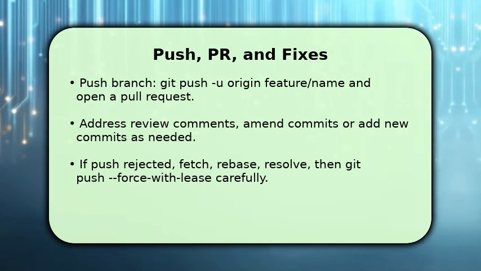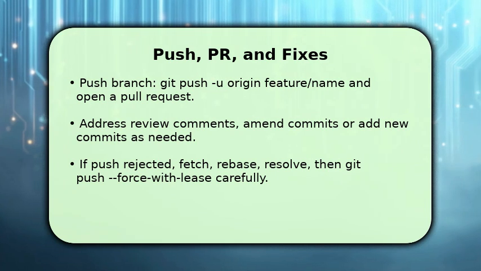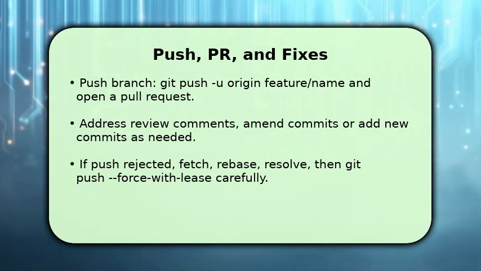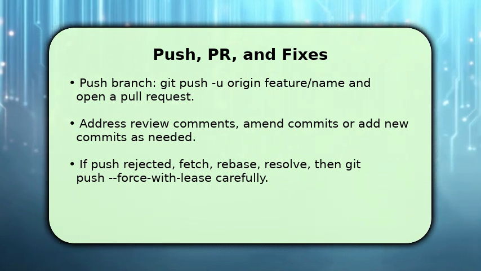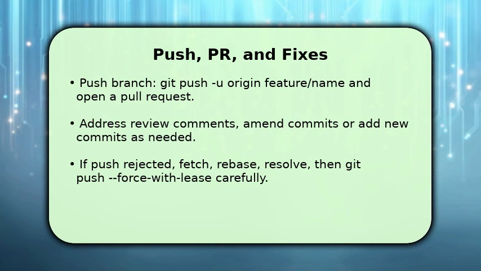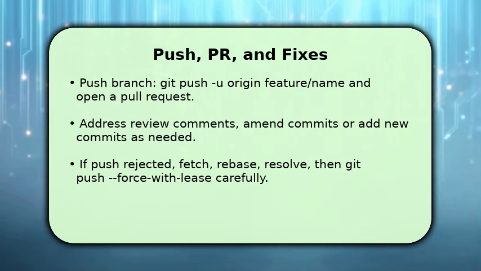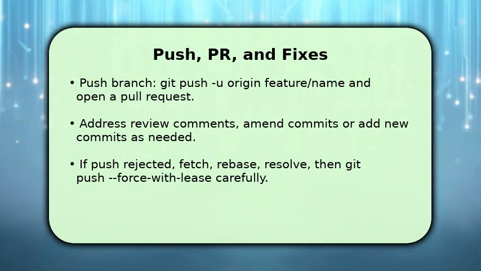When reviewers request changes, respond by adding commits or use git commit --amend for small fixes because history clarity matters. If your push is rejected after rebasing, fetch the remote, rebase again, and resolve conflicts, then use git push --force-with-lease to update the remote safely. If something still breaks, reset to a known good commit and communicate clearly in the PR.